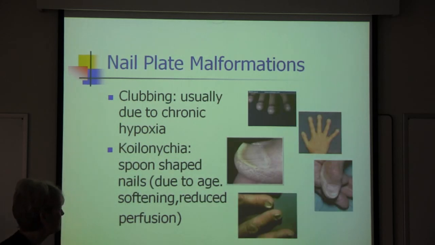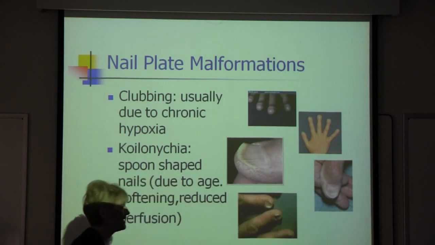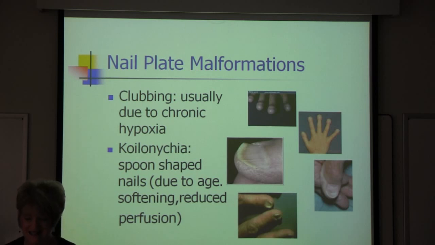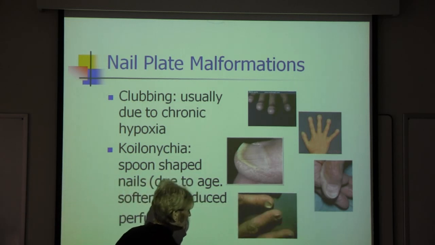Clubbing usually refers to the distal digit, not the nail itself, and that's typically seen with chronic hypoxic conditions. That's when it's usually seen, and I don't think they'll ask you that. Koilonychia is spoon-shaped formation of the nails. It's particularly easy to see here. This one has it, this one has it.